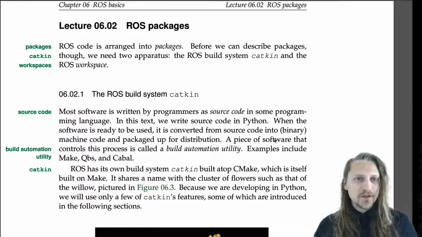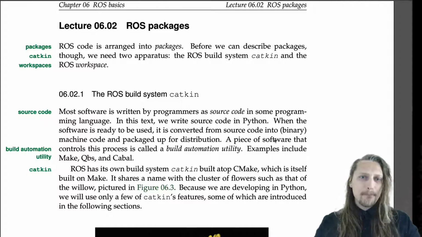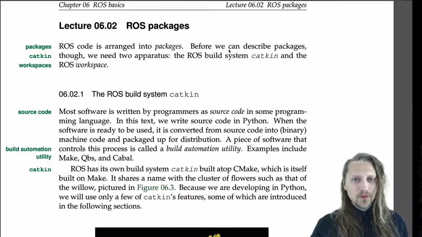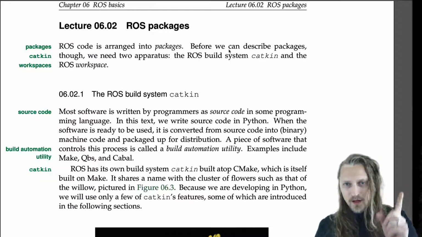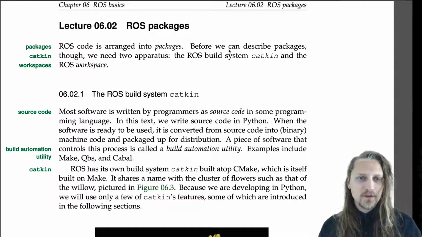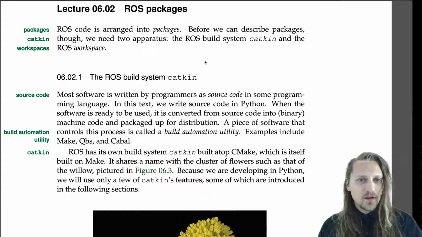Welcome to Lecture 6.2, ROS Packages. ROS code is arranged into packages. Before we can describe packages, though, we need two apparatus, the ROS build system catkin and the ROS workspace. Okay, so we'll introduce those now. The ROS build system catkin.